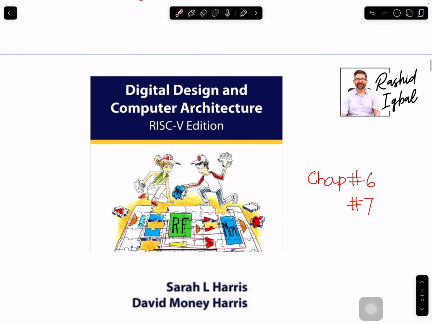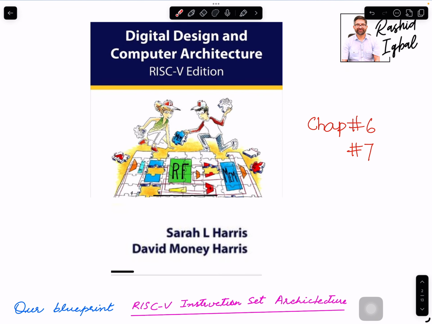All right. So the book I'm following is a really good book. I strongly recommend you buy this one. This is the RISC-V edition. I also have the other edition, the MIPS edition, which I went through previously, and I learned a lot of logic design concepts from there. It's a very nice book. It takes you through different concepts in the right sequence.